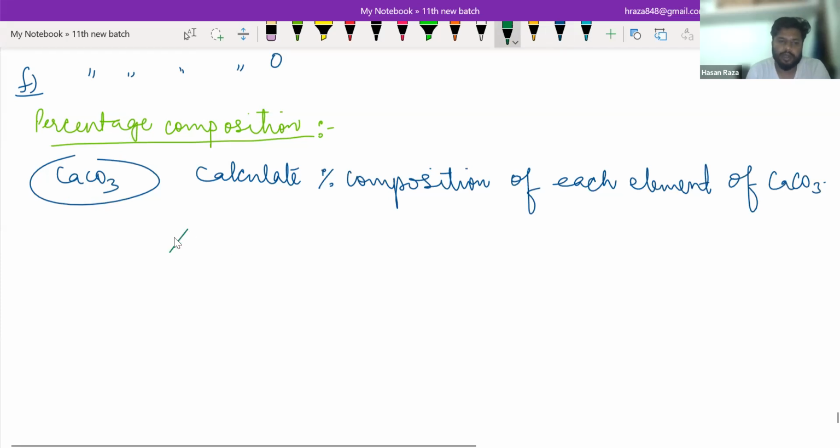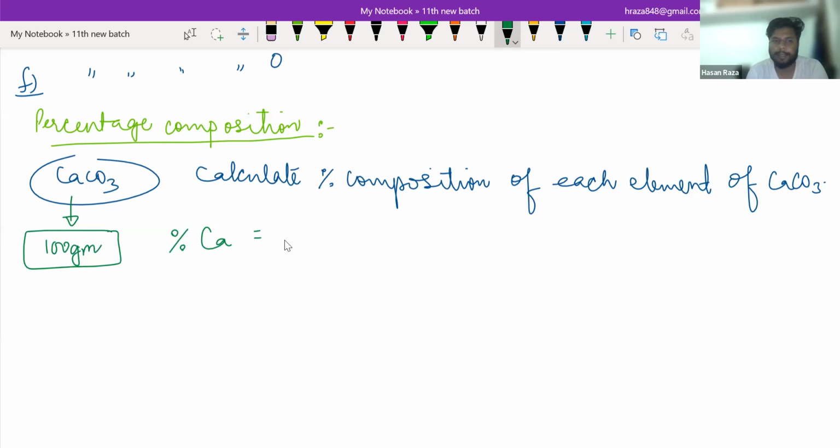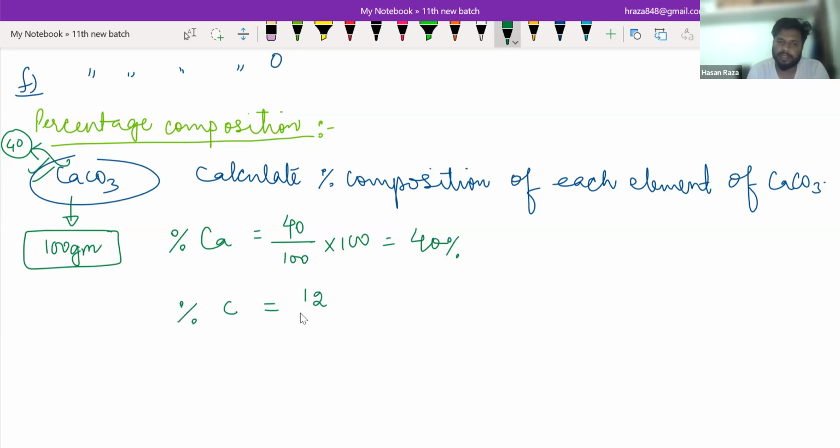So if you are going to calculate percentage composition of calcium, first of all, you are going to calculate the molar mass. That is 100 gram. You just solved it a little bit earlier. So this is 100 gram total mass. And the mass of calcium present here is 40. So 40 by 100 into 100, that is calcium. Weight by weight percentage 40%. And for carbon, the molar mass here is 12 upon total 100 into 100, that is 12%.